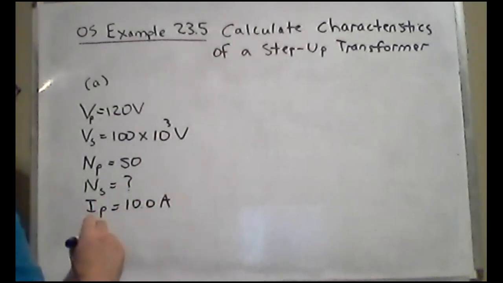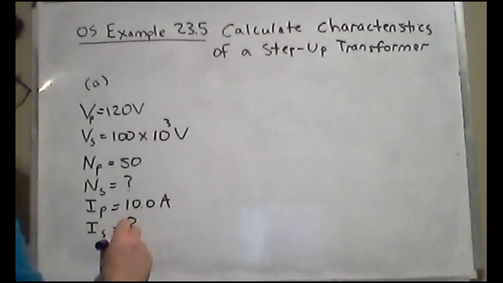I, at the secondary, again, this will be part B. We don't know that either. A couple things we don't know. All right, so the real main thing here is to pick your best transformer equation you want to use. Well, the first question I'm being asked is, how many loops are there at the secondary?